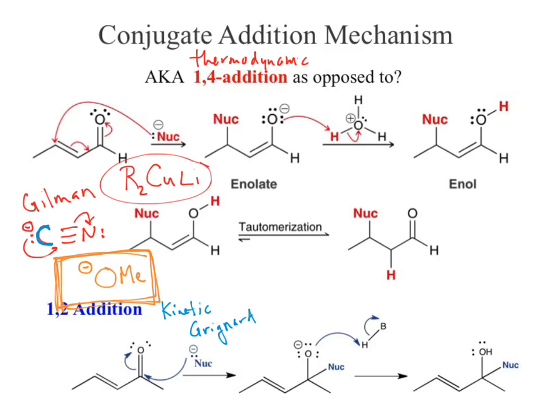So 1,2 can't happen. 1,4 is all that's left. Okay? So, back to what's happening with all of this enolate stuff.